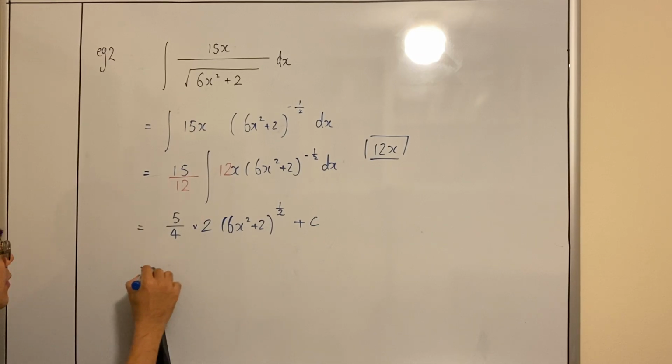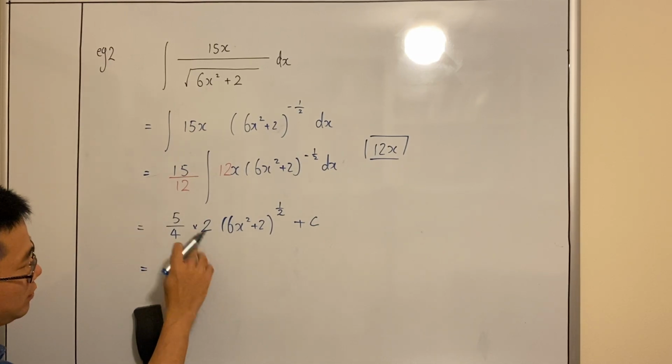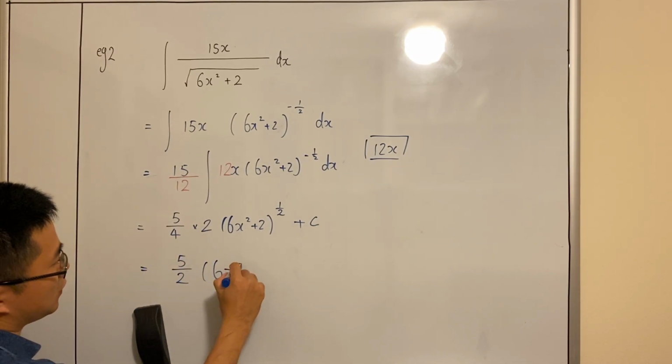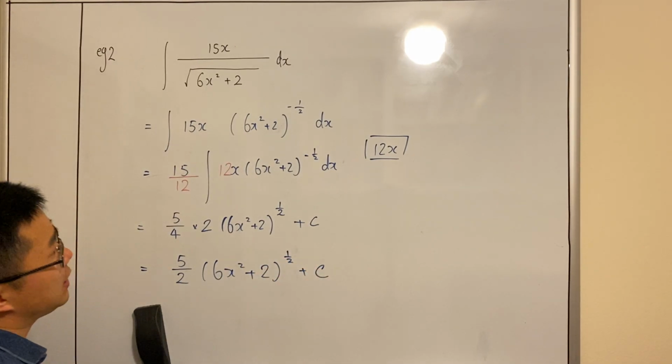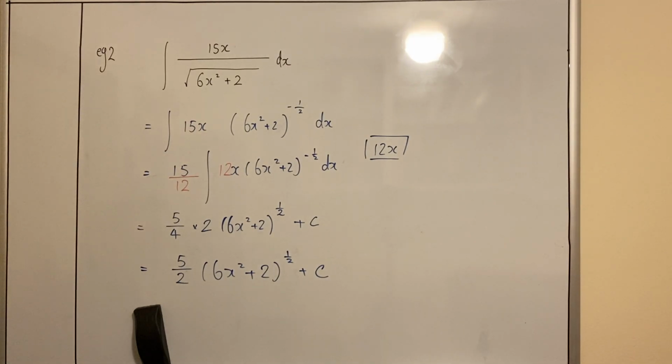And then all you have to do is simply just 5 over 2. Calculate this part here. 6x squared plus 2 to the power of half plus C. And then that's it. So it looks like a really hard question because you've got fraction, you've got square roots and everything. But to be honest, it's not hard.